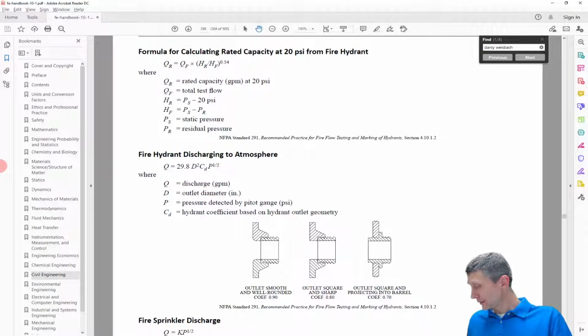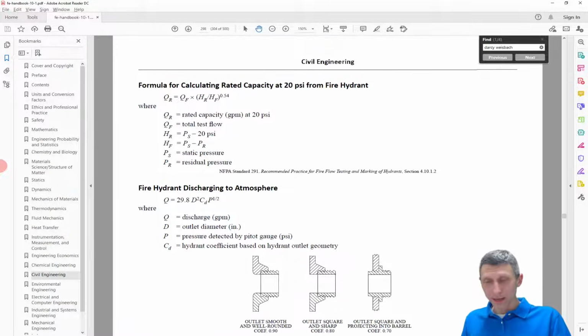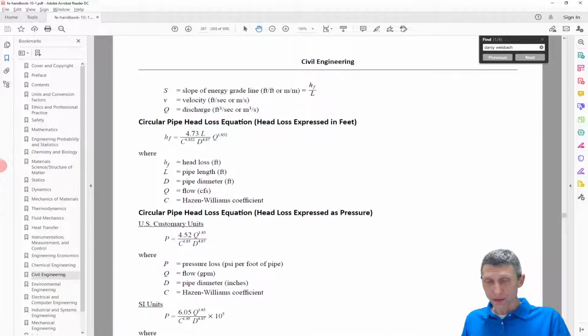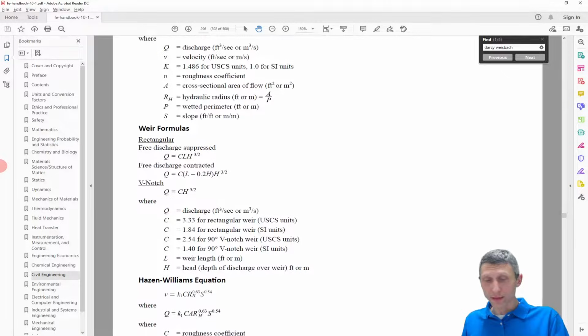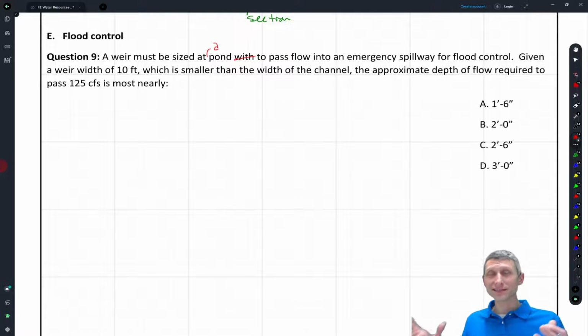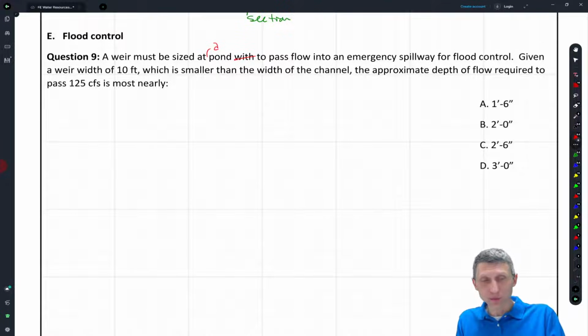Let's come back to take a look at what that looks like here. And here we have some weir formulas. We have rectangular, we have free discharge suppressed, we have free discharge contracted, and we have V-notch. So which one do you use? Well, the good news is they're not crazy different for even the suppressed and contracted, but let me just show you what those look like real quick.